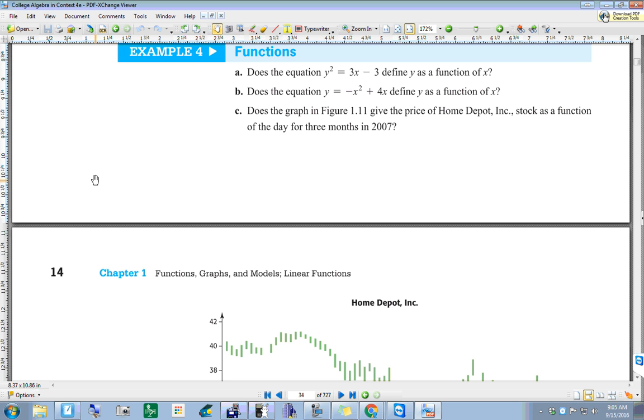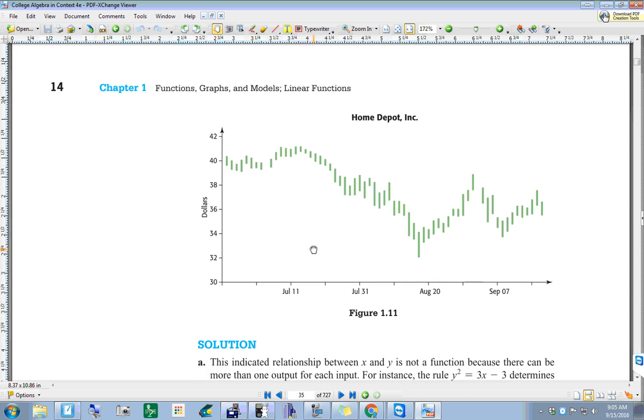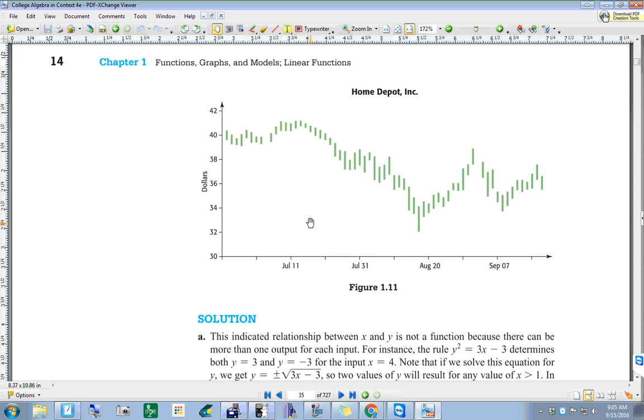Okay. What about down here with C? They've got a graph here. Okay. So, is that a function? Can I guesstimate where August 10th is and figure out how much money Home Depot made? So if I look at this one right here, how much money did Home Depot pull in?